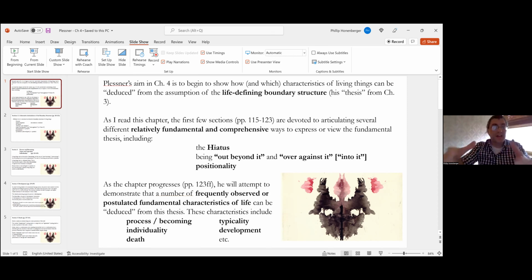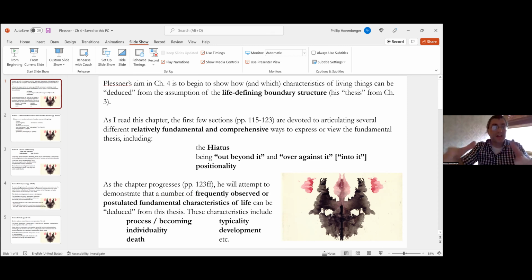Yeah, so again, my emphasis in this presentation is going to be more on what Plessner is trying to do overall, and then we can get into the weeds as we need to. I think what he's trying to do overall is to start to show how this thesis that he's articulated in chapter 3, that life is defined by a certain feature of its boundary structure, is how things appear as living to us in our experience.